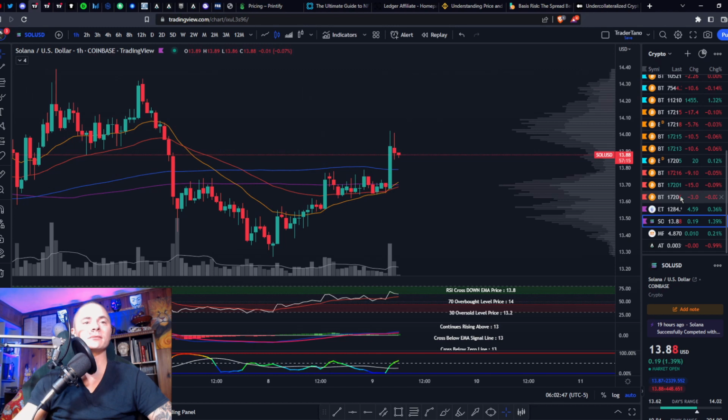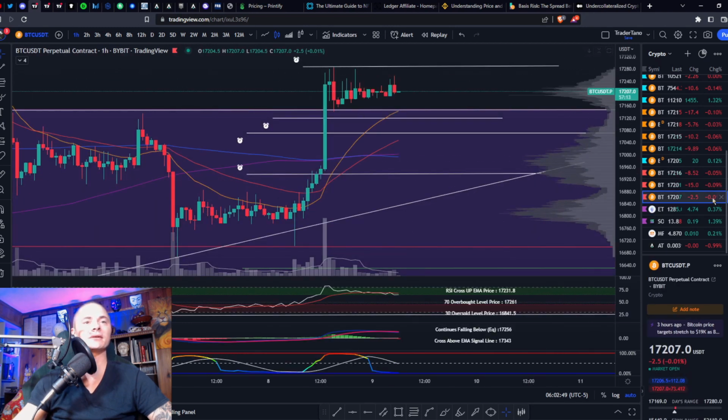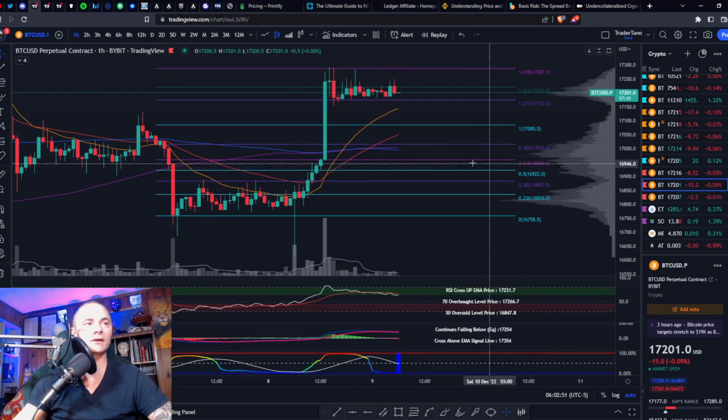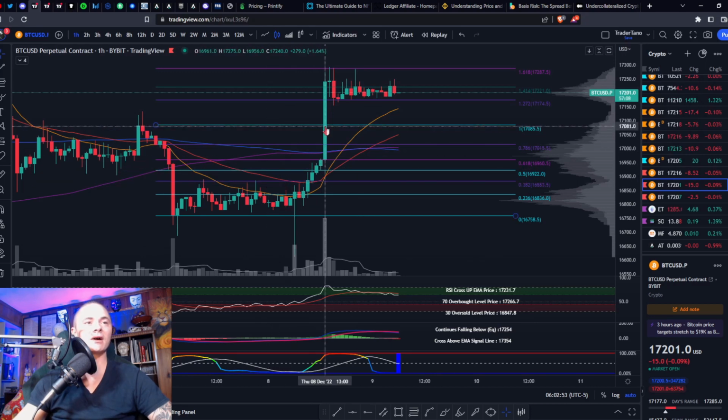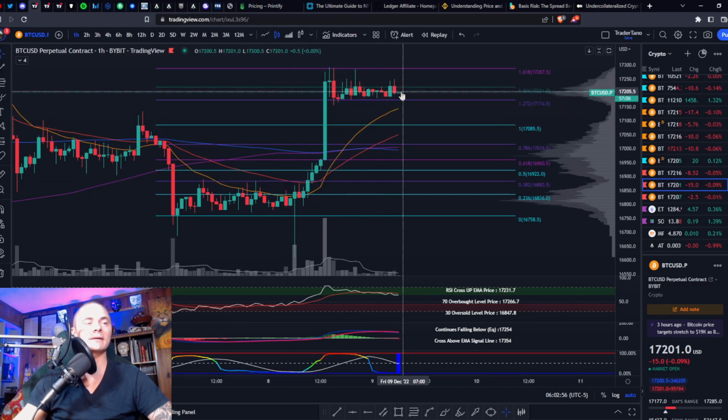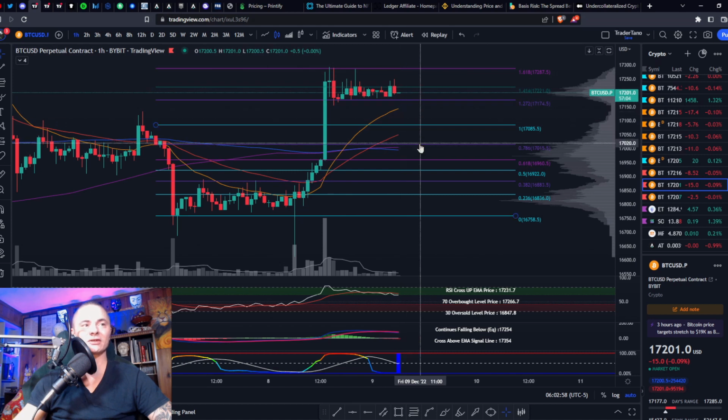Oh, I want to go back to Bitcoin real quick. I want to show you something. Fibonacci. This is why I think we get the pullback to the levels that I was talking about. You got your golden pocket between your 0.786 and your 0.618. Those moving averages sit right in there, 17,000, right in the golden pocket, which is where we get pullbacks to a lot. So 17,015 is the minimum that I think.